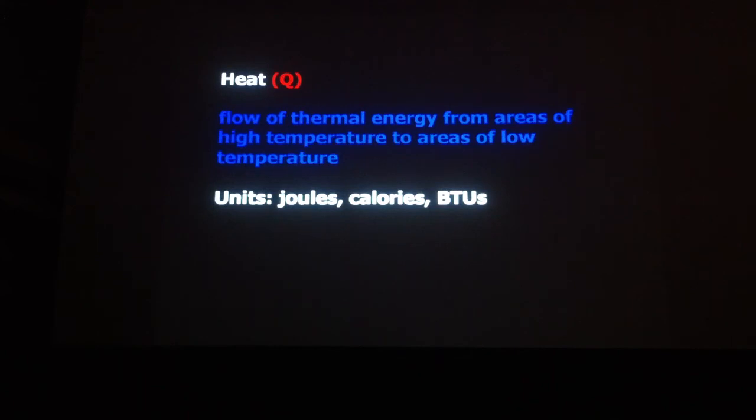And you've probably heard us in the United States use the unit calorie for energy, or even for heating homes, BTUs, which are called British thermal units. But we're pretty much only going to use joules.